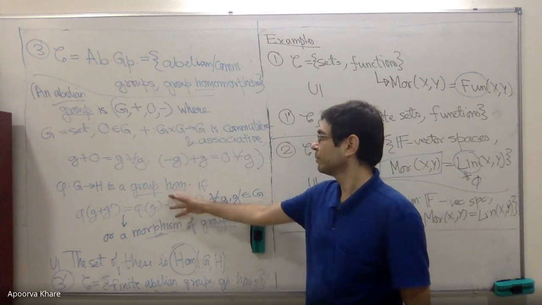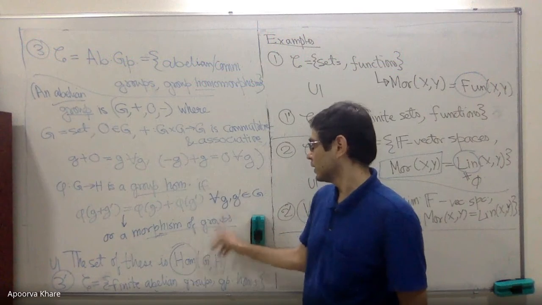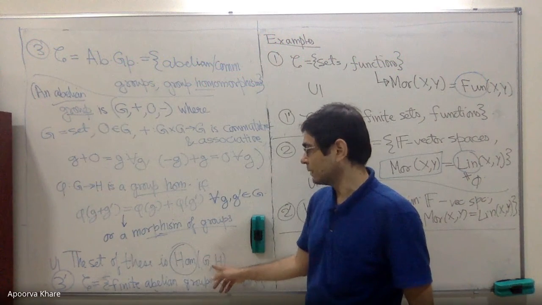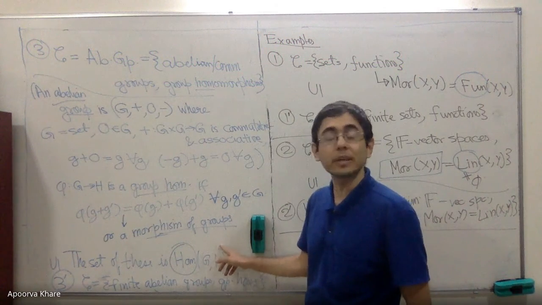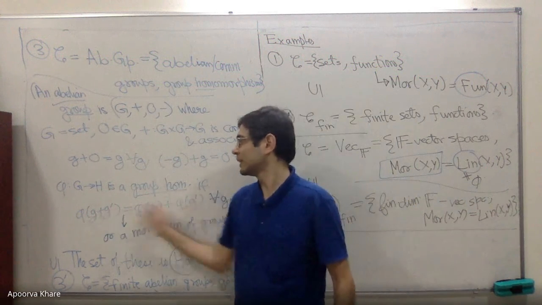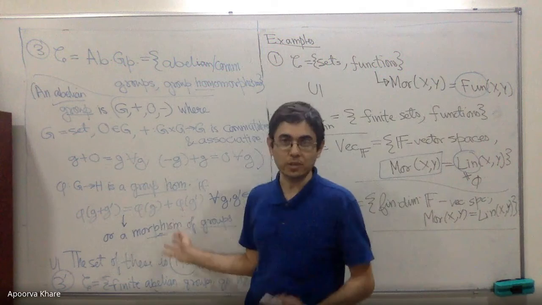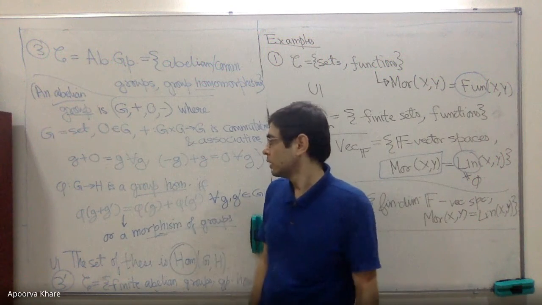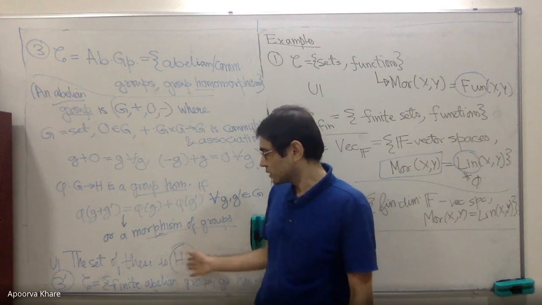For example, the set of group maps is, first of all, always non-empty because every element from G can be sent to 0. That is a group map. You can check it satisfies this. Phi of anything is 0. So 0 equals 0 plus 0 in H. Sure, that's true. So for example, this is always non-empty.